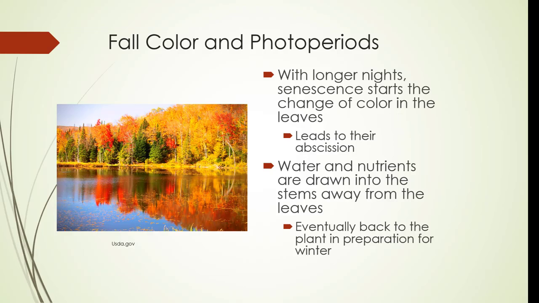Okay, so fall color and photoperiods. There are many things that go into fall color, but one of them is photoperiod. With longer nights, senescence starts the change of the color of leaves, and that leads to abscission. We'll talk about what abscission is in a moment. Water and nutrients are drawn into the stems away from the leaves, and eventually back to the plant in preparation for winter.